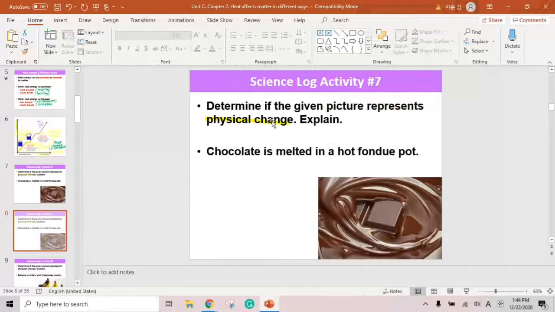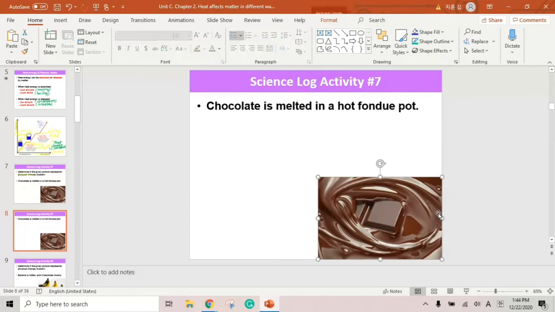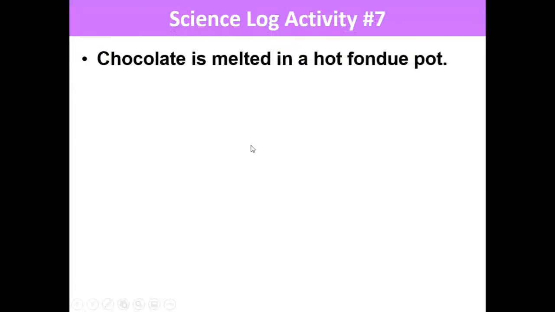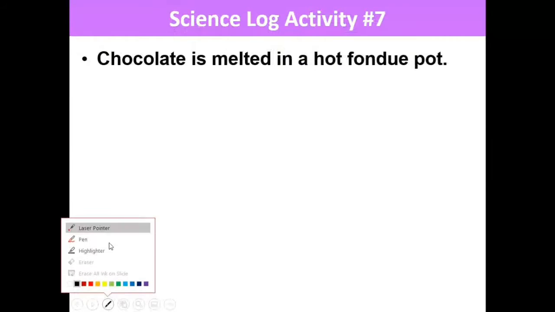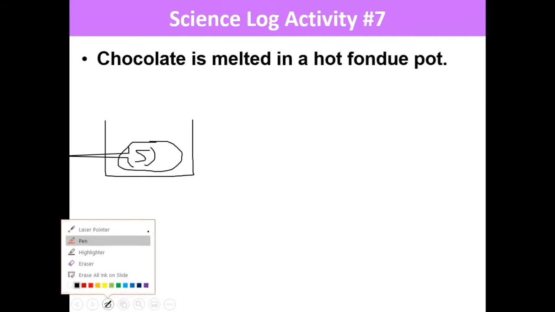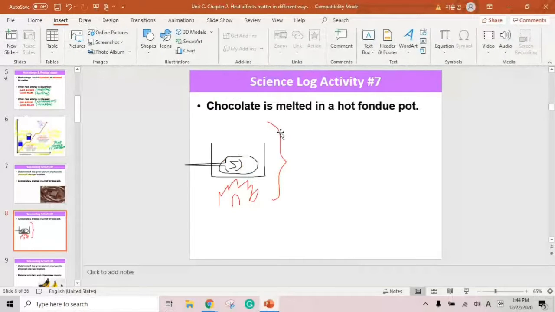here's my answer. Let me share mine. Chocolate melted in a hot fondue pot. I'm going to draw my example first. First thing first, we have a pot and we have chocolate. And chocolate is a solid. But meanwhile, there is a heat source over here. So I'm going to go through what is happening in this situation specifically.